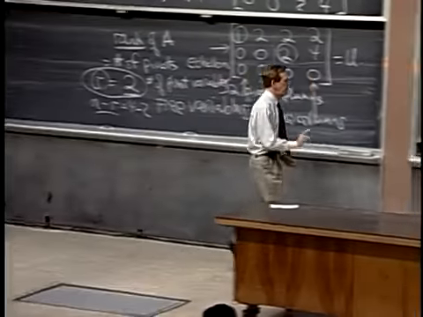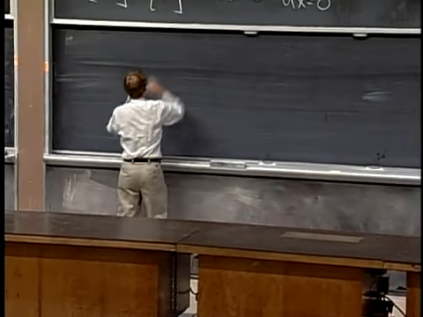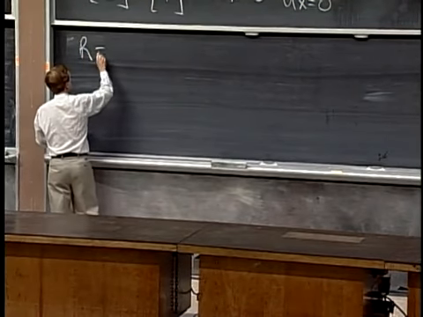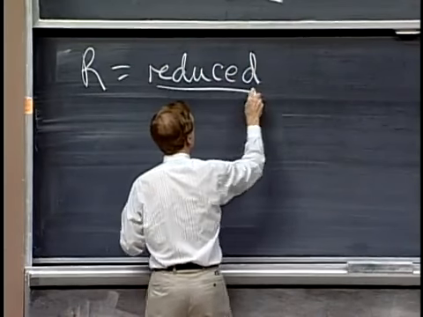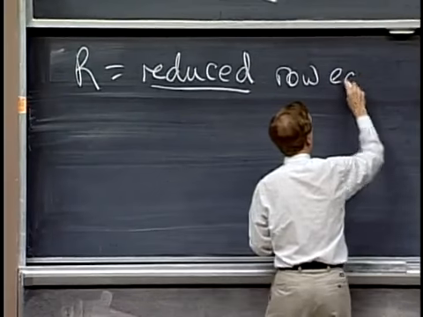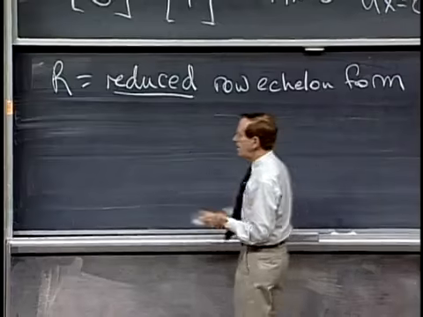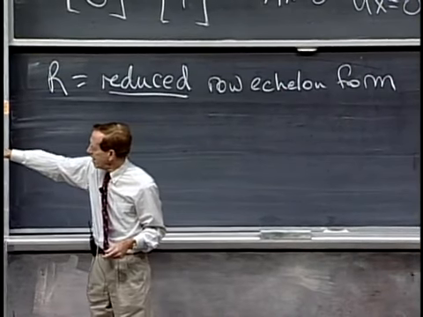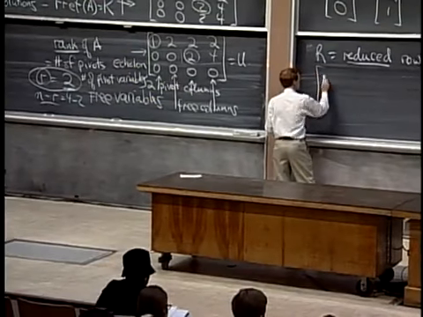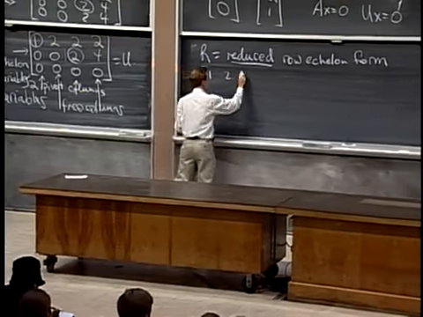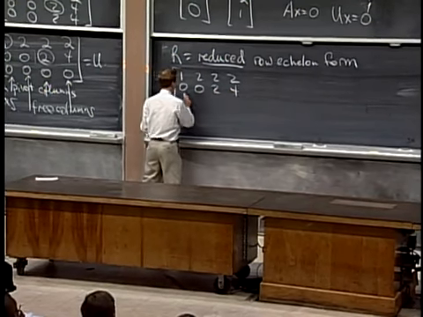Okay, so now I'm going to speak about the reduced row echelon form, the matrix R. So what does that mean? That means I can work harder on U. So let me suppose I got as far as U, which was good.